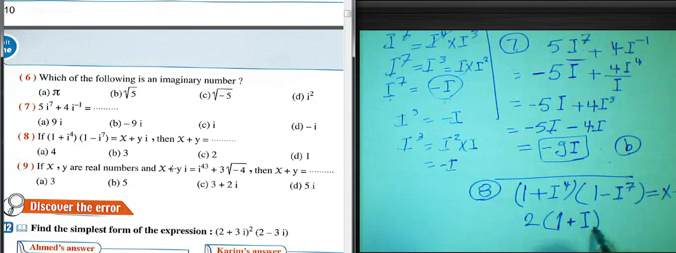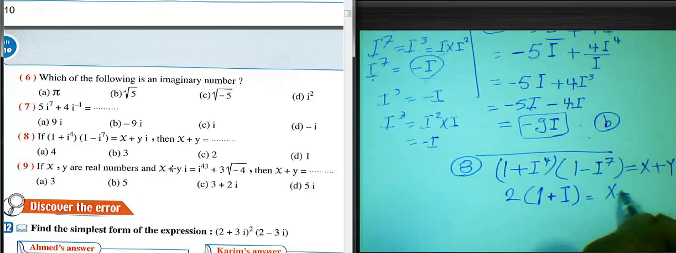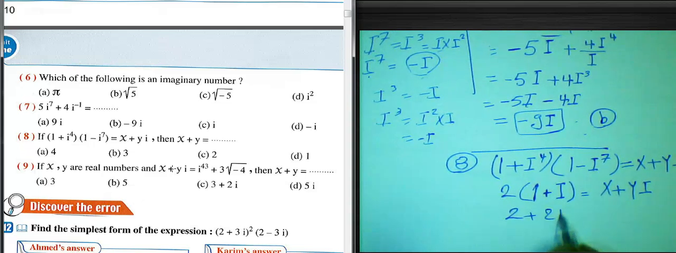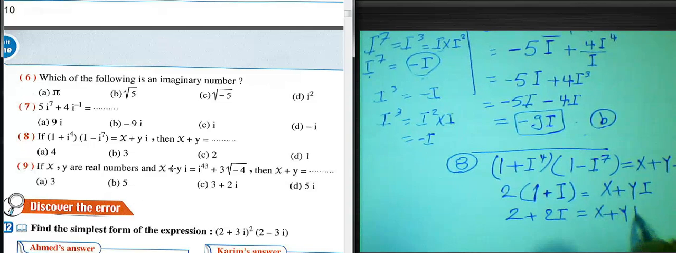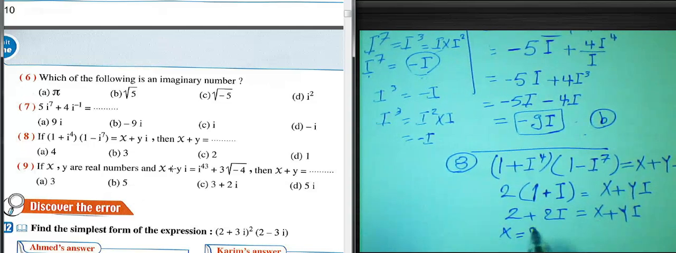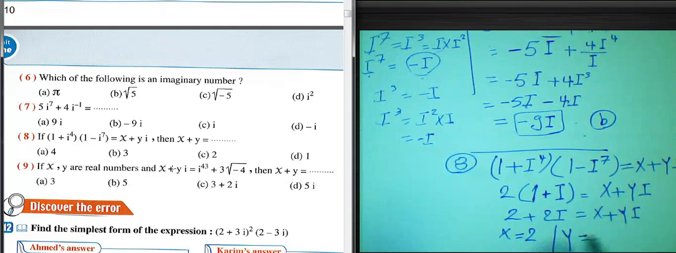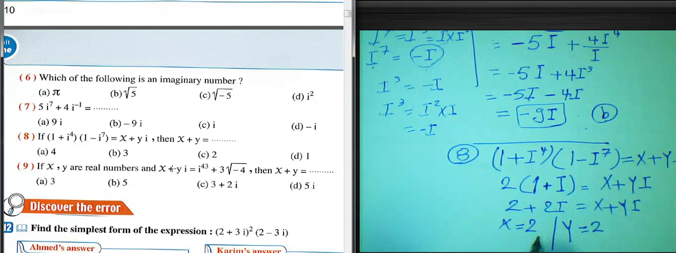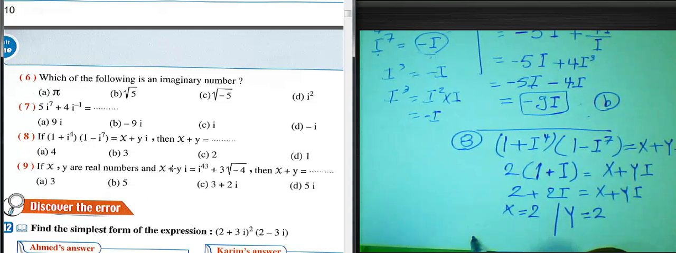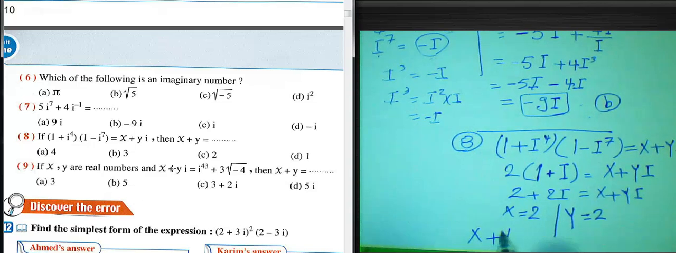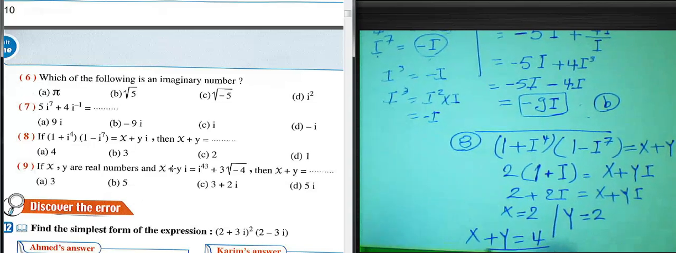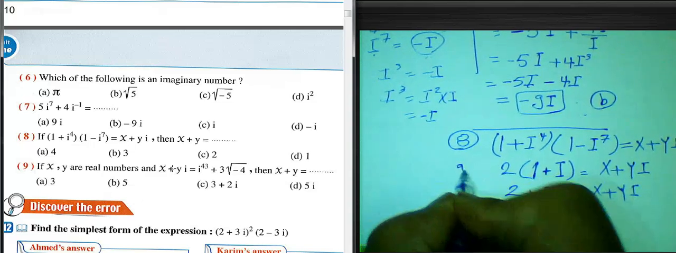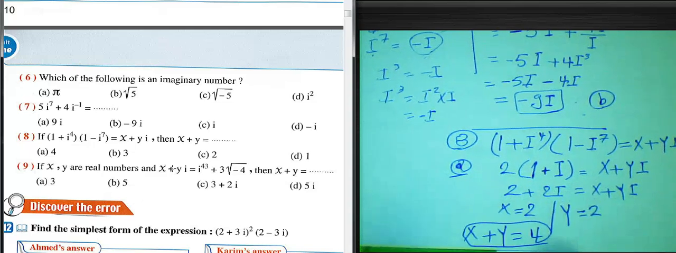And we write i here, equal to x plus y multiplied by i. 2 times 1 equals 2, and 2 times i equals 2i, equal to x plus yi. So x equals 2 and y equals 2. Then he wants to find x plus y: 2 plus 2 equals 4. The result will be 4 for question 8. Choose letter A.